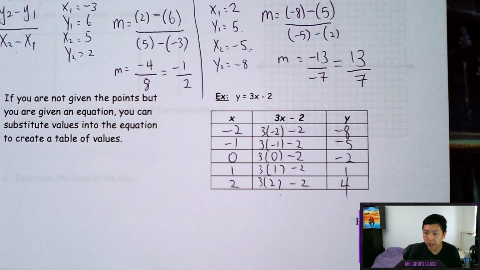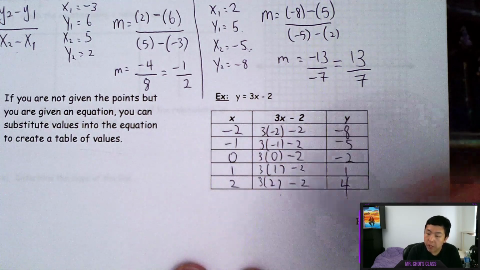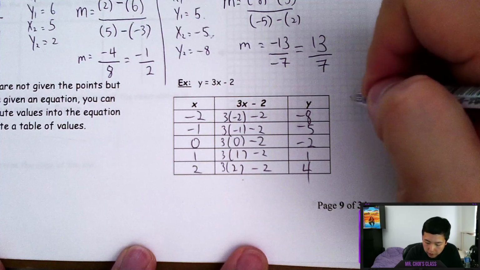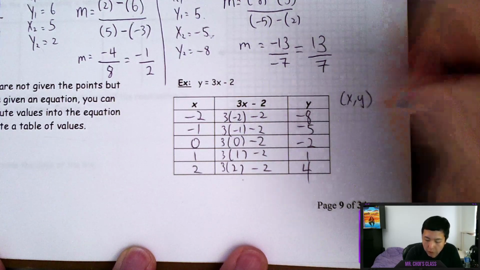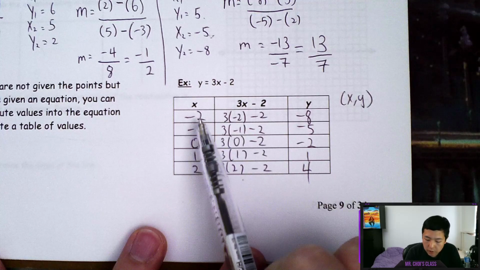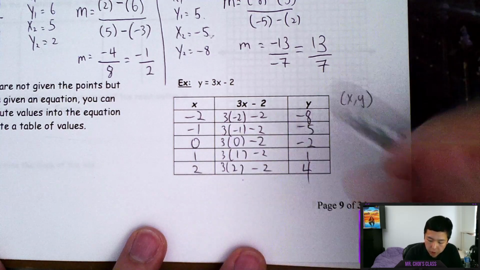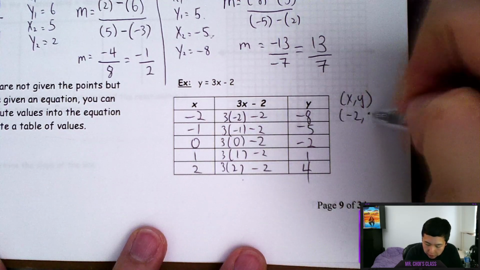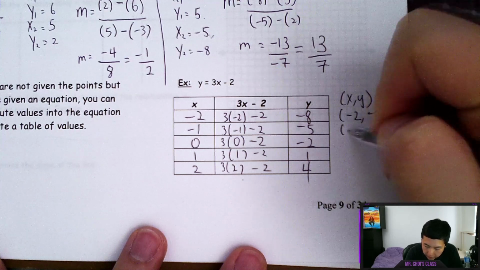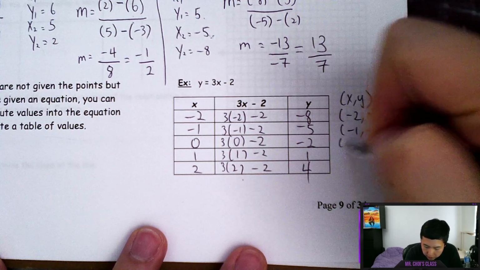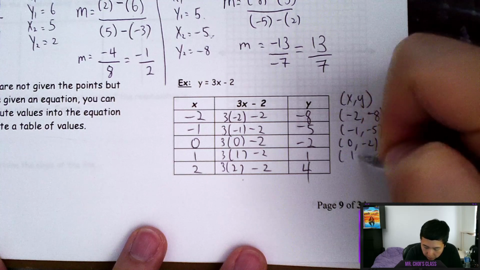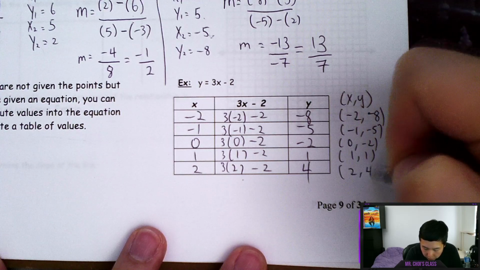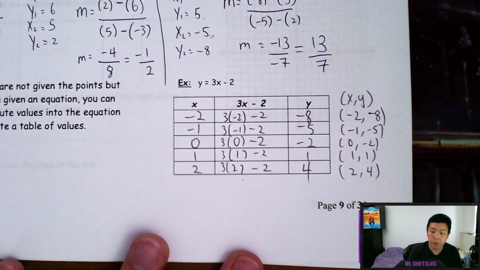And there we have it. Negative 8, negative 5, negative 2, 1, 4. And so if I ask you, what are your coordinates? Let's say we have a third column and we want to know what we need to plot. It's your x and your y in the same row. So we would have (-2, -8), (-1, -5), (0, -2), (1, 1), (2, 4). And those are the 5 points you would graph.